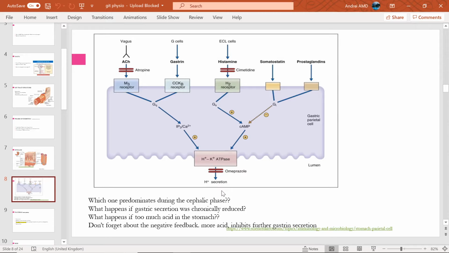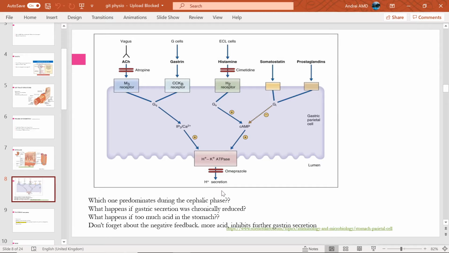Usually this enzyme, if it's not needed, or if they don't have to secrete a lot of H plus, would just be in the cell. And when they get the stimuli like these plus signs that you can see in the picture, it gets to the lumen and starts doing its job.